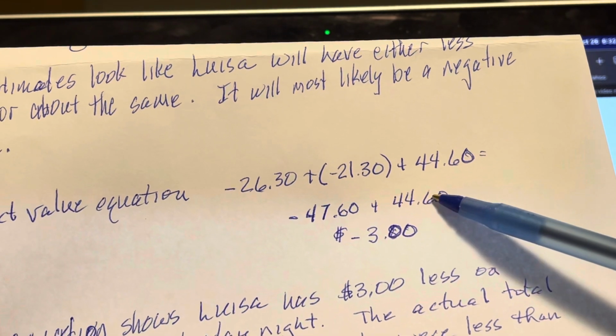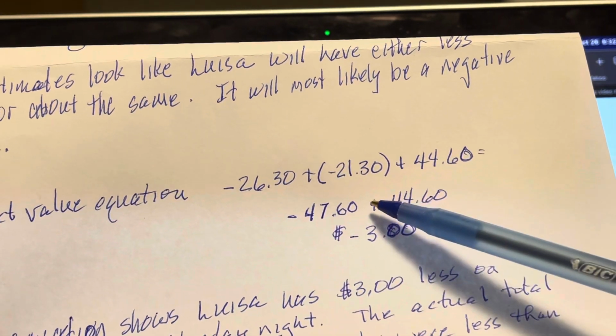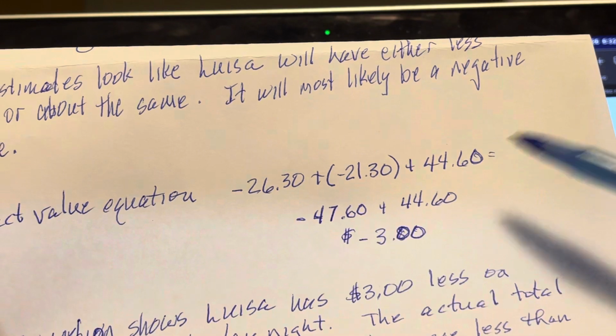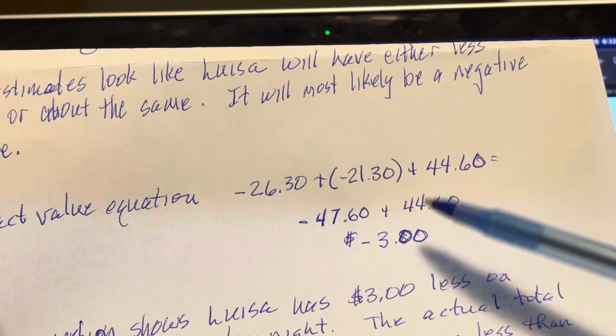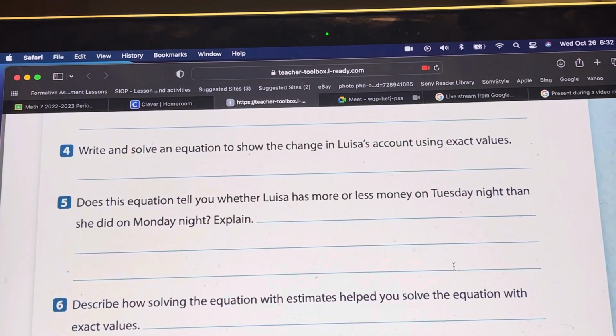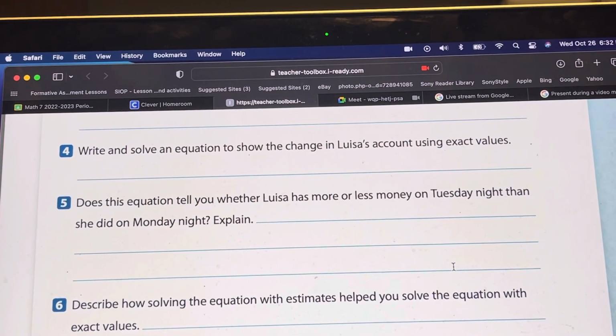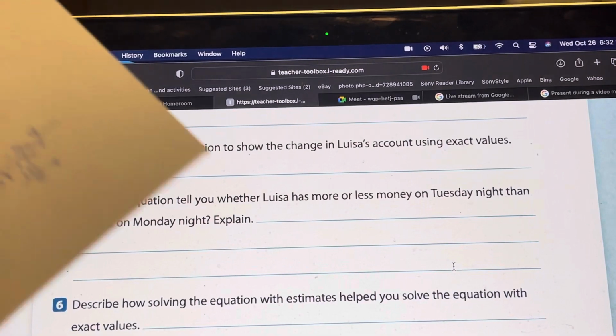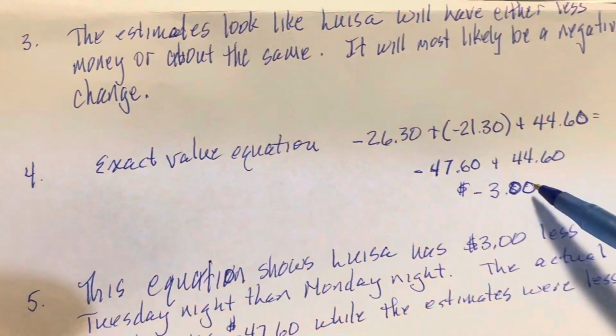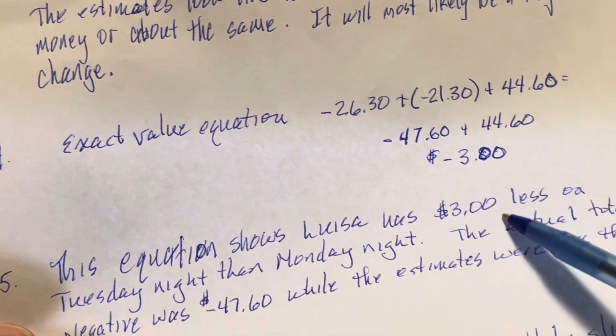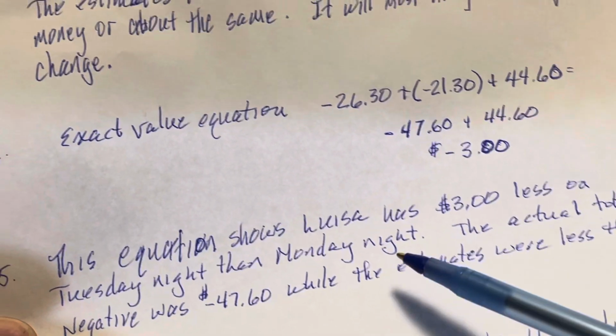It went from 45, it went down 40 cents, and this one went 40 cents more negative, and we end up with a negative $3, right? So the next question says, does this equation tell whether Louisa had more or less money on Tuesday night than she did on Monday night? And to explain that, well, it shows that she had less money, right? The equation shows that she had $3 less, right?